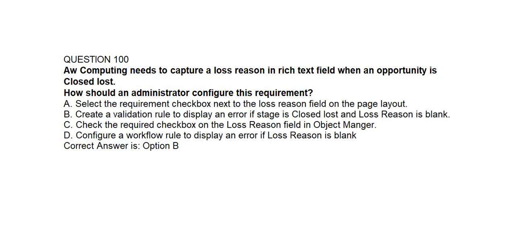Question number 100. AW Computing needs to capture a loss reason in a rich text field when an opportunity is closed lost. How should an administrator configure this requirement? Option A. Select the required checkbox next to the loss reason field on the page layout. Option B. Create a validation rule to display an error if stage is closed lost and loss reason is blank. Option C. Check the required checkbox on the loss reason field in the Object Manager. Option D. Configure a workflow rule to display an error if loss reason is blank.